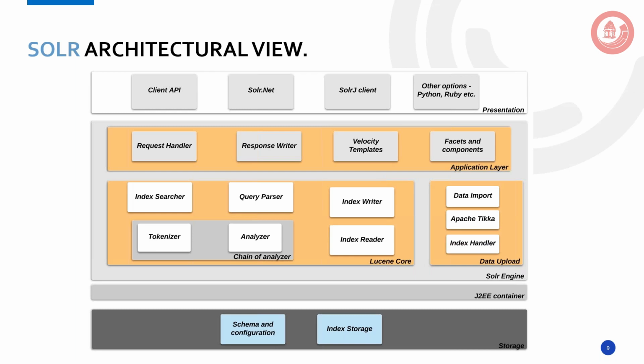Okay, sorry. So for the presentation part, you can see SolrNet, the SolrJ client, and there are a few options, Python and client API. When we are talking with Sitecore, we are using SolrNet, which is an open source GitHub repository, which has all the code for Solr, classic Solr with master and slave, as well as the cloud with Zookeeper. So we can use this one. And the second is the Solr Engine.